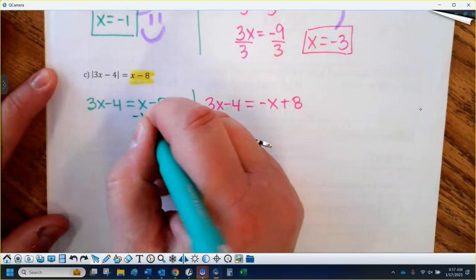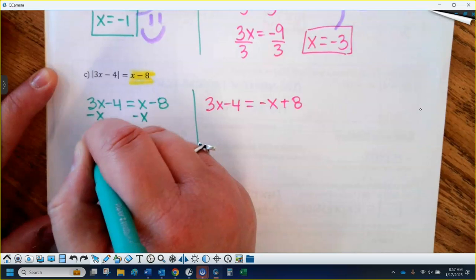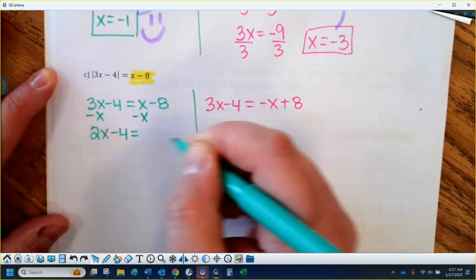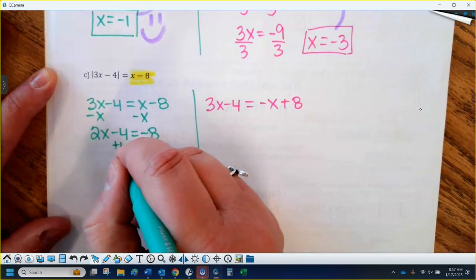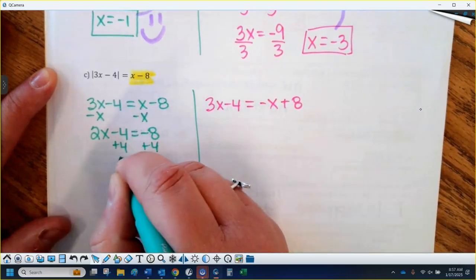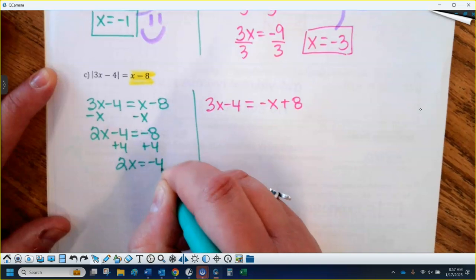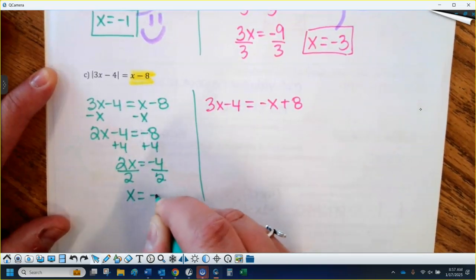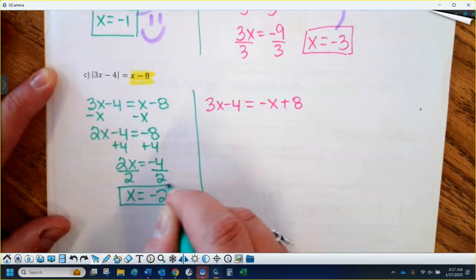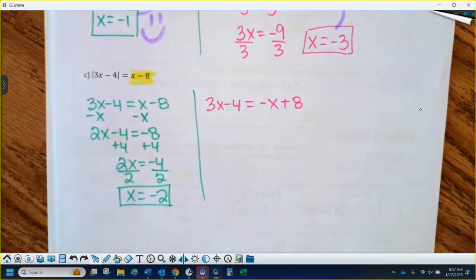If I was doing it, I would subtract x from both sides here. So I get 2x minus 4 is equal to that negative 8. I'm just going to add the 4 real quick. So you get 2x is equal to negative 4. Divide by 2. x is negative 2. Okay, now, if this is going to be an answer, I'm just going to plug it back into that expression.